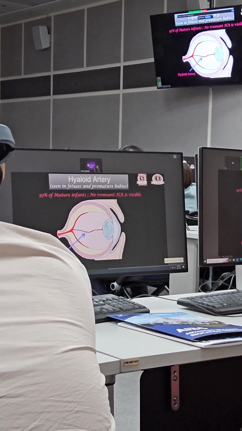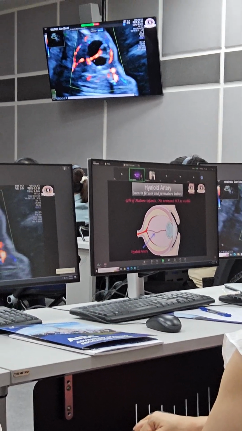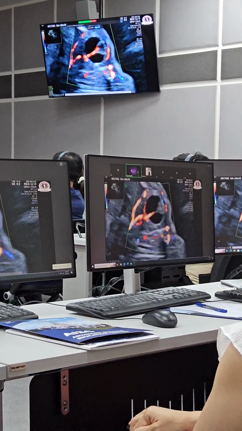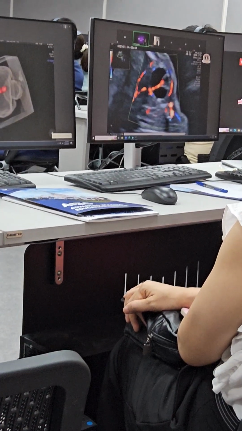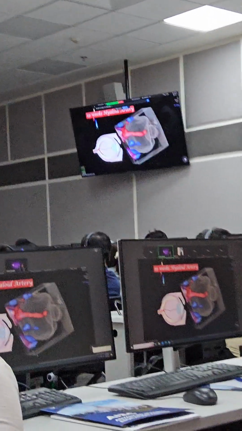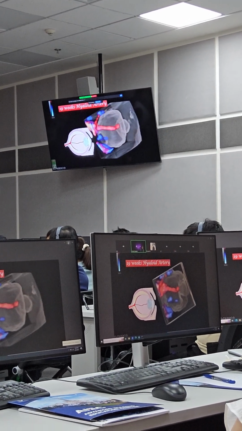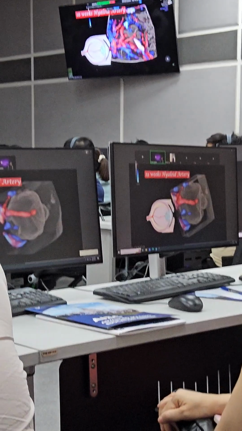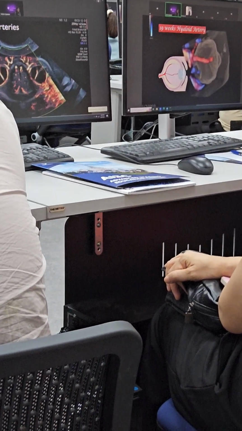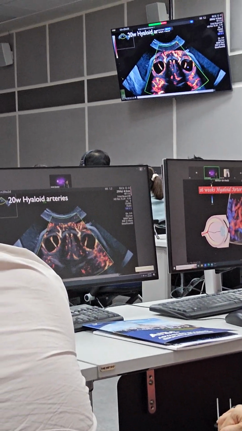So here you can see this is the hyaloid artery at 18 weeks of gestation. You can see that, right? And then by 3D ultrasound, you can see this is the hyaloid artery at 19 weeks of gestation. And here you can see the hyaloid artery. Now, here, this is 20 weeks, and the bilateral hyaloid artery is visible. Can you see that? Right?